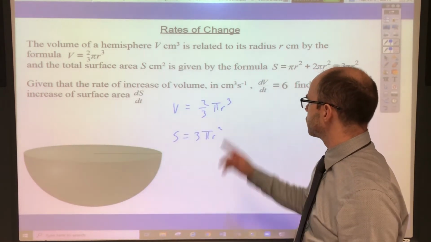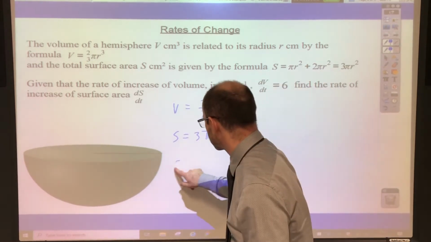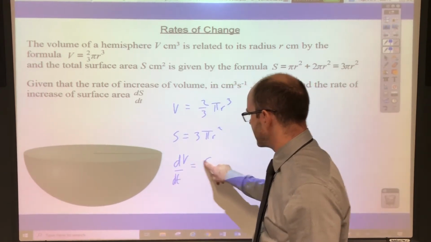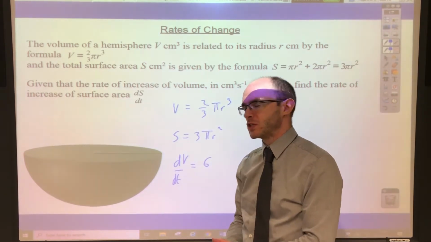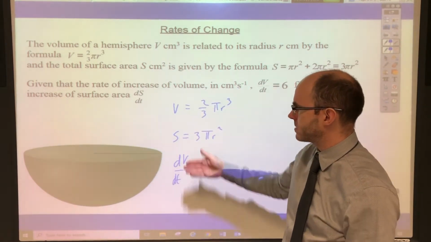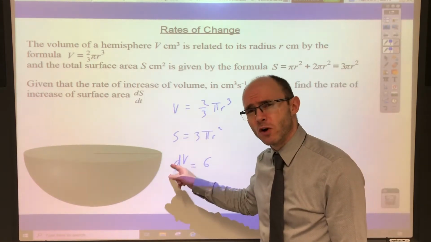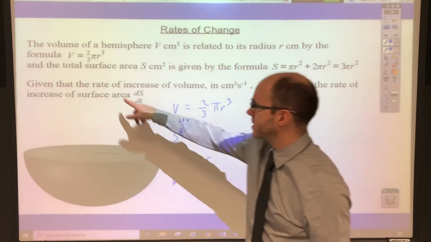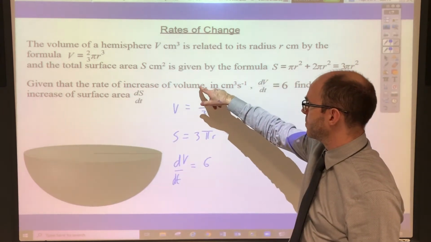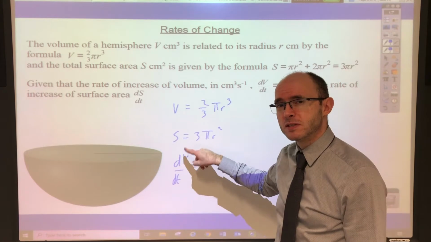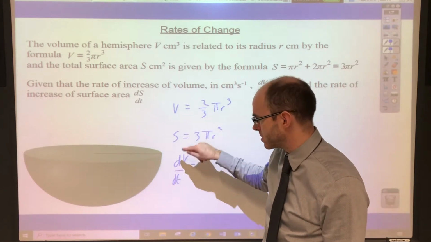Okay. Let's just write these things down. So it says dV dt equals 6. So look, what I've done is I've just written down all the important parts of the question. Okay, we're told this, this and this. Okay, that's what we're told. dV dt of course means rate of change of volume over time. And that's why it says, given the rate of increase of volume in cubic centimetres per second. Remember, volume cubic centimetres, time seconds, hence cubic centimetres per second.